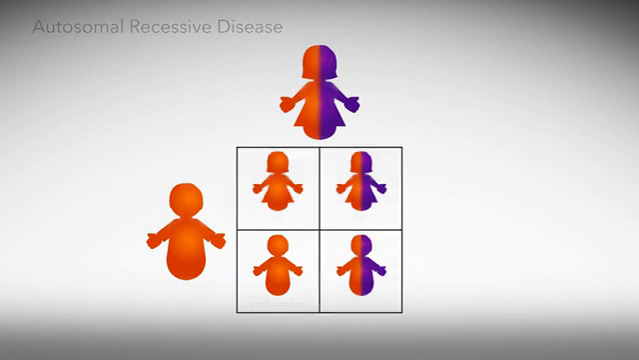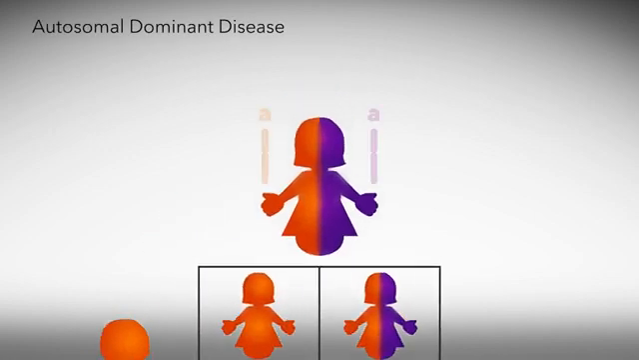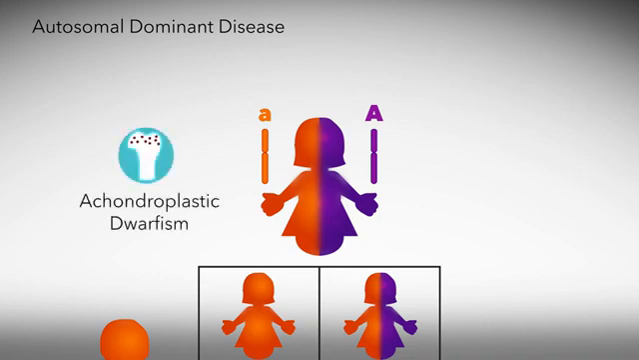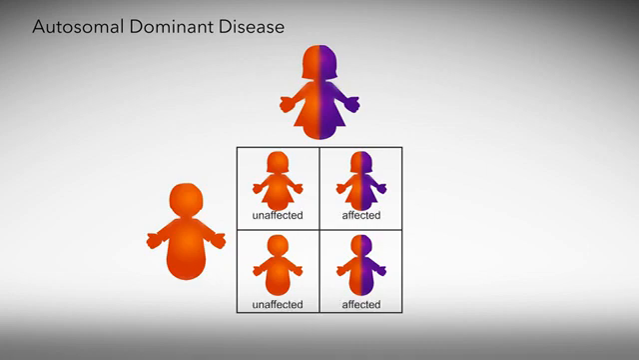On the other hand, autosomal dominant diseases only need 1 copy of the mutation to manifest as disease. For example, achondroplastic dwarfism. With autosomal dominant diseases, the chances of having an affected child are 50%, since a child can be affected by a disease with only 1 copy of the mutated gene from either parent. It breaks down like this.